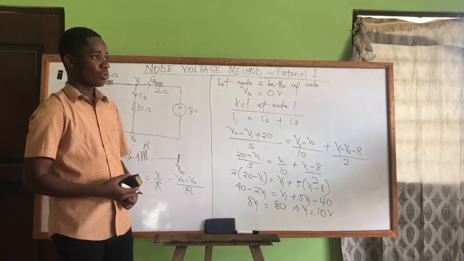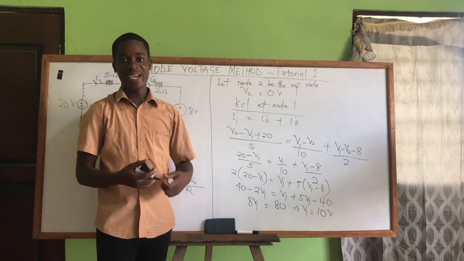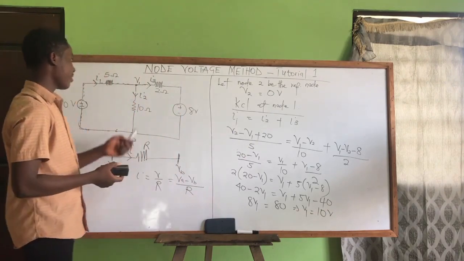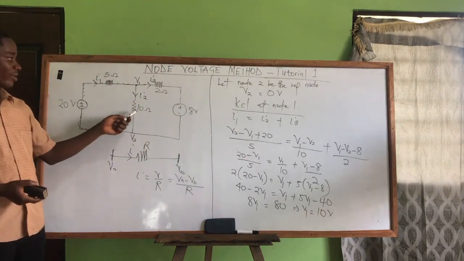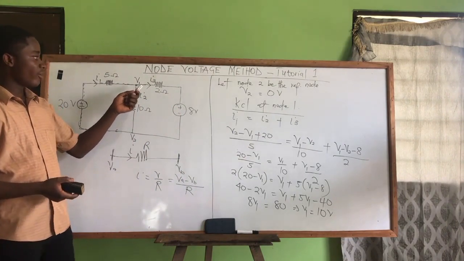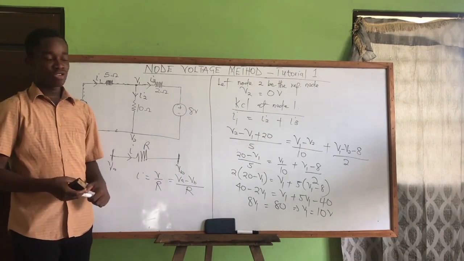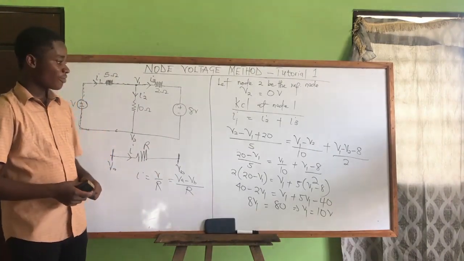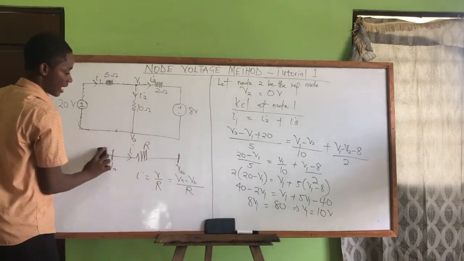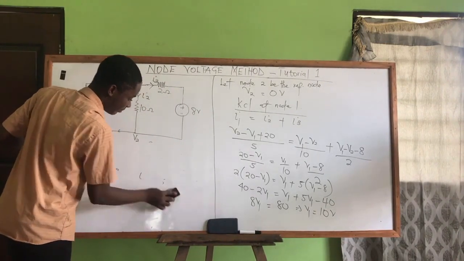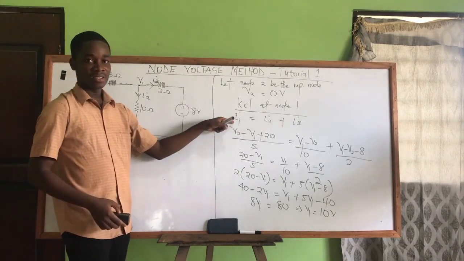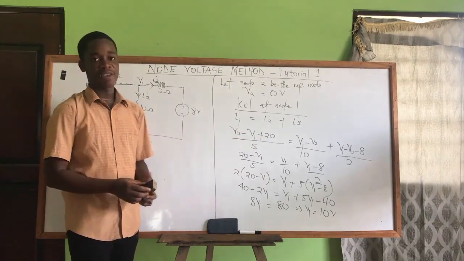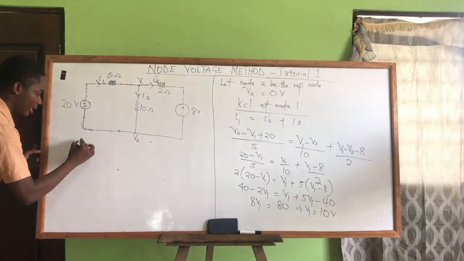Now you can also be asked to use the node voltage method to find the current in each resistor. Don't forget the current through the 5 ohms is I1, the current through the 10 ohms is I2, and the current through the 2 ohms here is I3. So we can use the node voltage method to calculate these three currents. After we found V1, we know from the diagram that I1 is equal to V2 minus V1 plus 20 over 5.